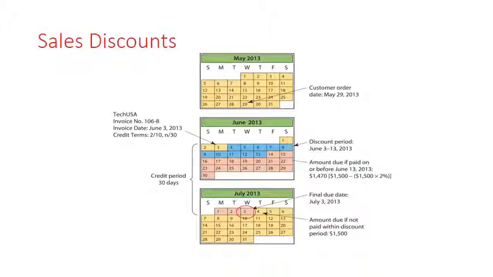The 2% discount would be $1,500 minus 2% of $1,500. So if they pay within the days highlighted in blue, those 10 days, they only have to pay us $1,470 for their $1,500 invoice to exercise the discount. If they pay any of the days highlighted in pink, the 14th of June through the 3rd of July, they have to pay the full $1,500.